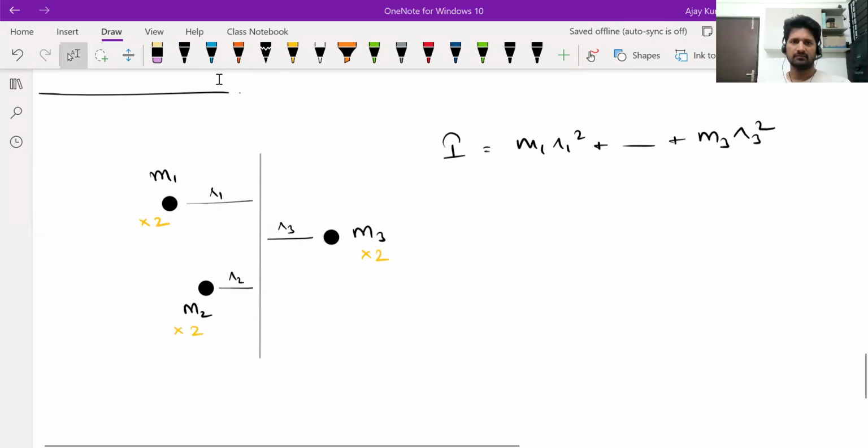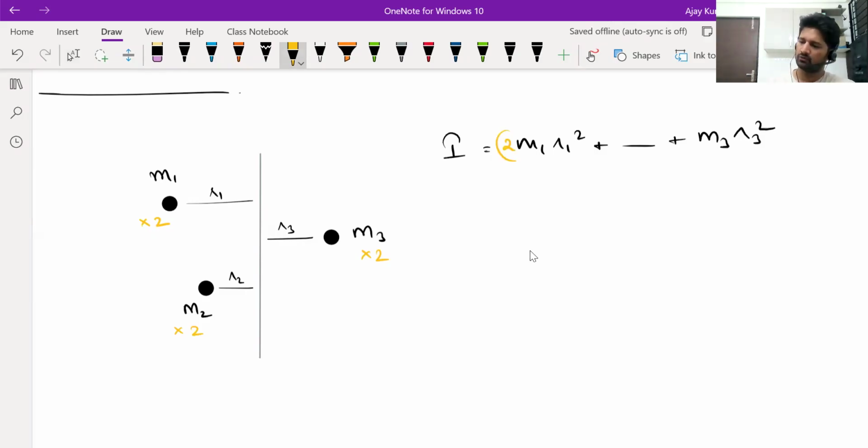Vanilla, don't answer. If masses of all particles are doubled, what happens to the moment of inertia? It gets doubled, sir. It gets doubled, correct? You get a factor 2 here. Instead of M1, you will get 2M1. Instead of M3, you will get 2M3. Instead of M2 also, you will get 2M2. 2, 2, 2, you can take it common. So the new moment of inertia will be 2 times the earlier moment of inertia.